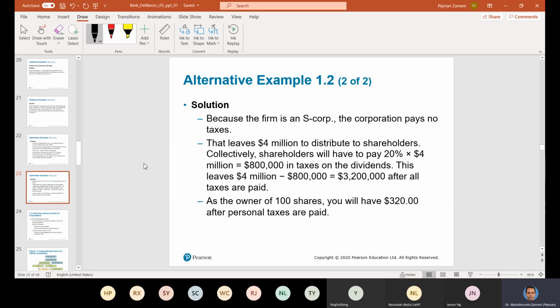Because the firm is an S corporation, the corporation pays no taxes. That leaves $4 million to distribute to shareholders collectively. Collectively, shareholders will have to pay 20% of $4 million, which is $800,000 in taxes on the dividend. This leaves $4 million minus $800,000, which equals $3,200,000 after all taxes are paid. As the owner of 100 shares, you will have $320 after personal taxes are paid.